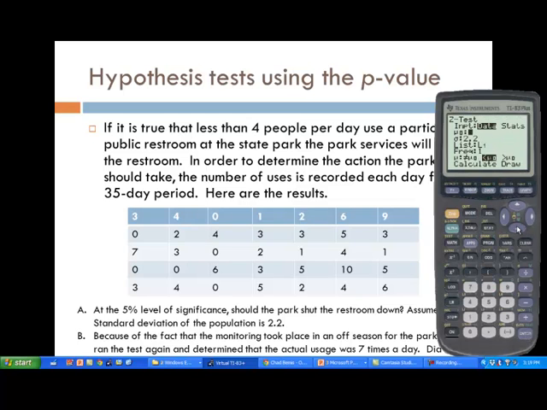mu would be 7. So if we change that and then we do a calculate menu, then the p-value is almost nothing. However, if we changed the sample data to reflect that it was 7 per day, of course that would be quite different. But I believe that they meant that you would need to have at least 7 per day to determine whether to shut it down, and then that would help you to make your decision there. And that concludes the video.